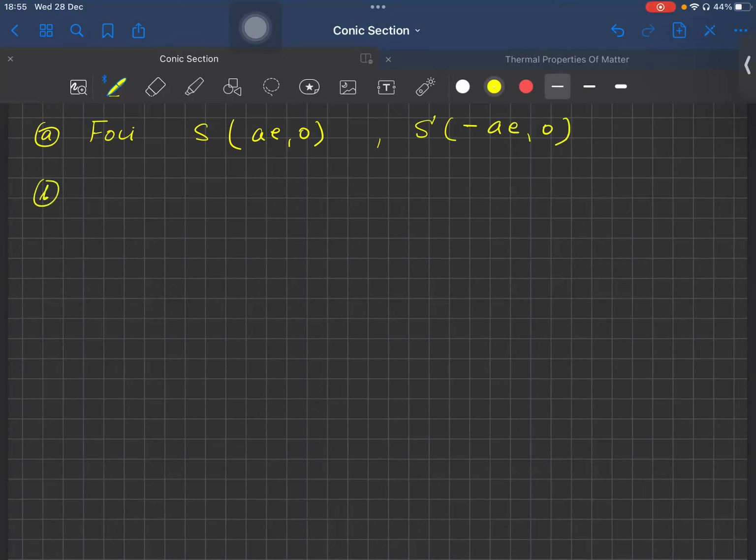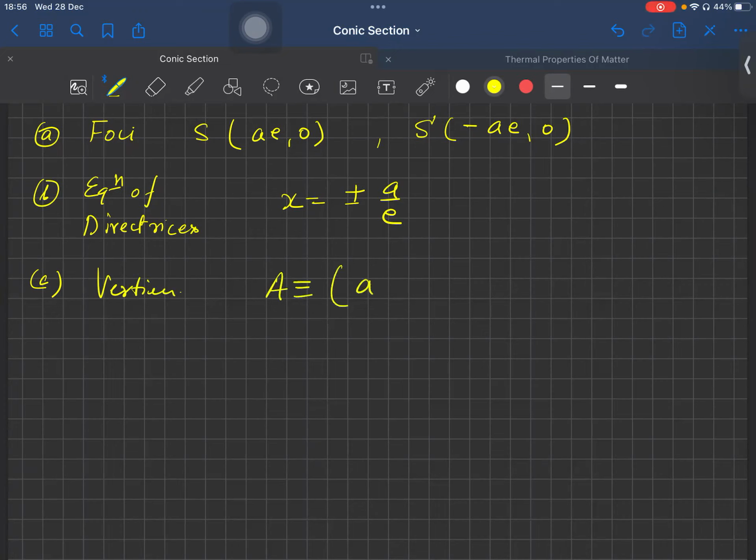Second one is equation of directrix. So this is x is equal to plus or minus A upon E. Vertices. It will again have two vertices like ellipse. So this is plus or minus A comma 0, because A is this point, A dash will be negative. Then the next is latus rectum.